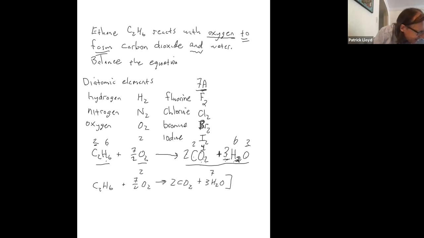And I'm going to multiply everything by the smallest number I can to get rid of the fraction. And the smallest number you can multiply to get rid of a half is a 2, right? I mean, multiplying by 4 would get rid of the fraction too, because 4 divided by 2 is 2. But we want to use the smallest possible. So I'm going to multiply everything by 2. So you get 2C2H6.